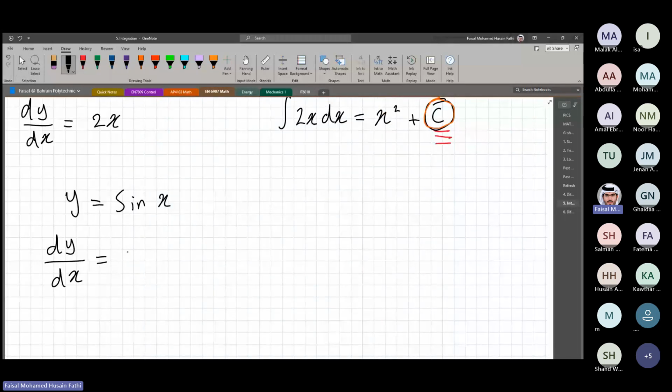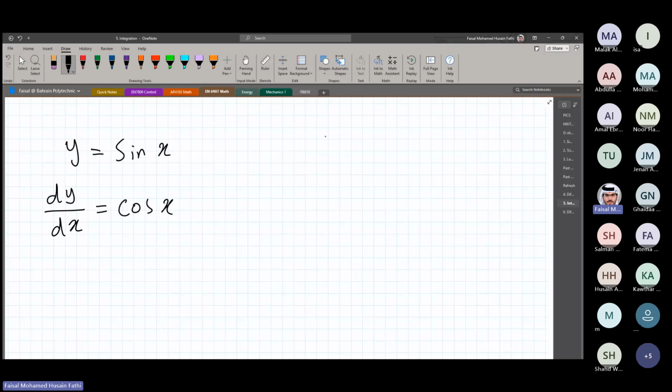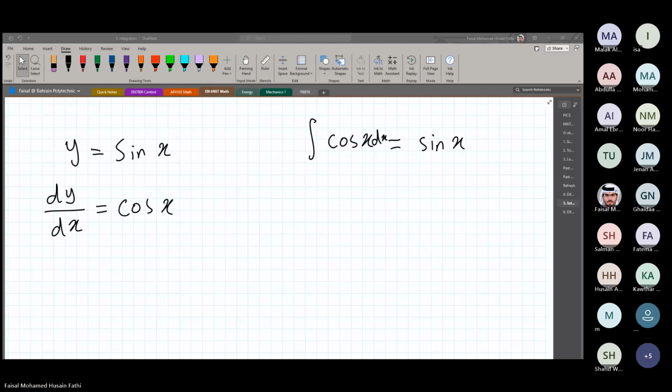If you remember, dy by dx is cosine x, right? So if we go to integration, let's integrate cosine x. This is going to give us sine x. Obviously, we're integrating in terms of dx. This will give us sine x plus c. Always remember your plus c. Always remember your dx. So dx and plus c.